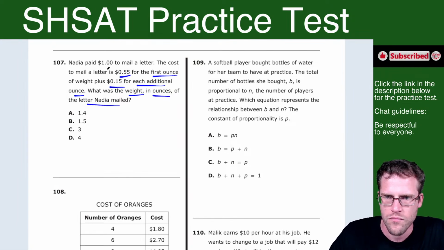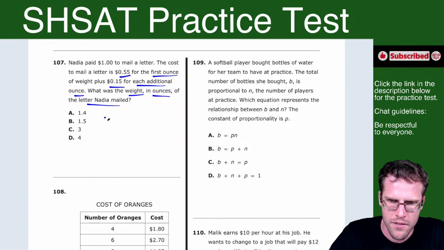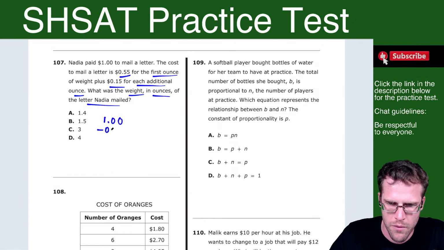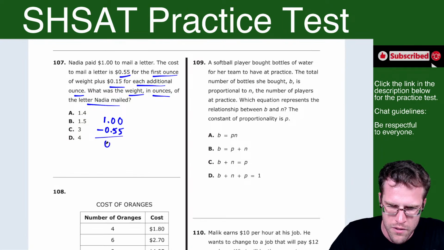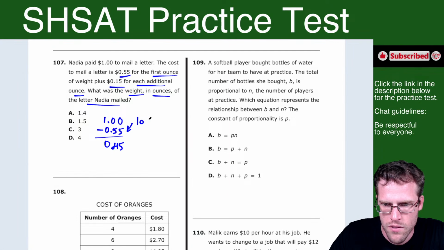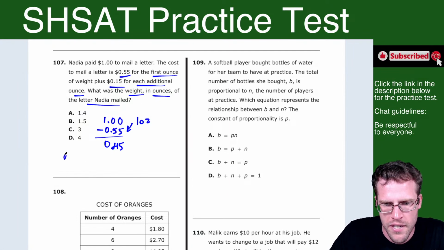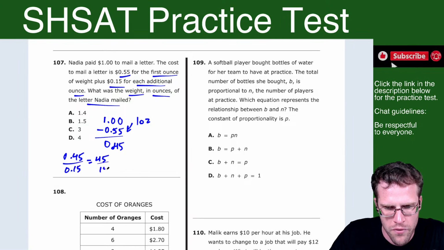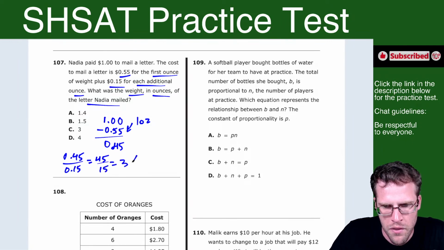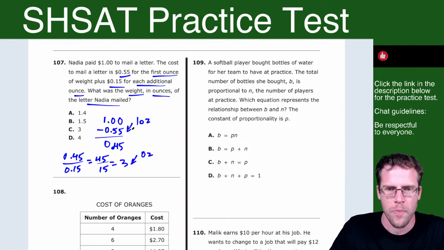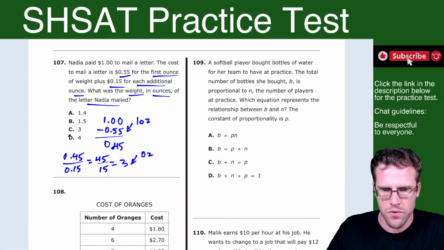Okay, so the first ounce is 55 cents. The first thing I would do is take the dollar and subtract 55 cents. So there's 45 cents left. But this was for 1 ounce, and remember, each additional ounce is 15 cents. So if we take the remaining amount of money and divide it by 15 cents, this is the same thing as doing 45 over 15. If you move the decimal twice for both of those, it's this. So that would be 3 ounces remaining. So that's 4 ounces in total.